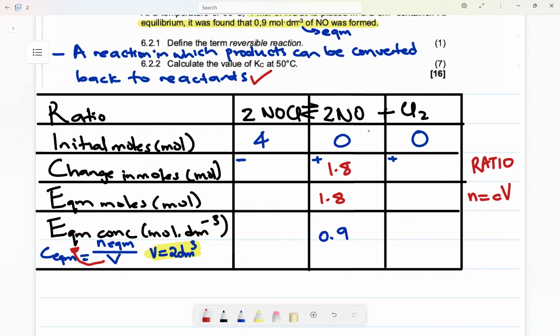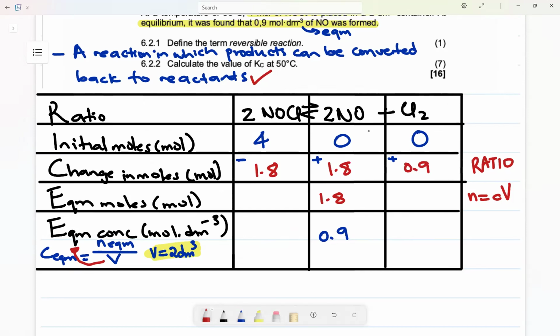Okay, on the change, I'm going to use a ratio. That's where the important part is. If you can't get the change correct, then anything will just flop. Now the ratio says this is 2:2, so it's the same as 1:1, meaning if I have 1.8 moles of NO at change, I will have 1.8 moles of NOCl at change. Why? Because the ratio is 2:2. But if I have 1.8 moles of NO at change, the ratio is 2:1, so I will have half of this for Cl2, which is 0.9.